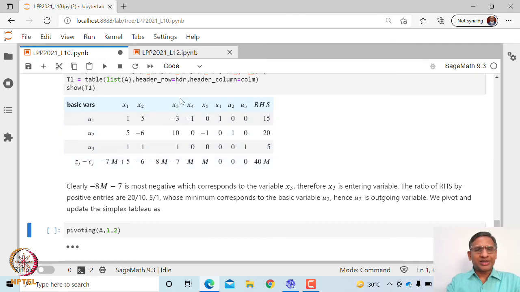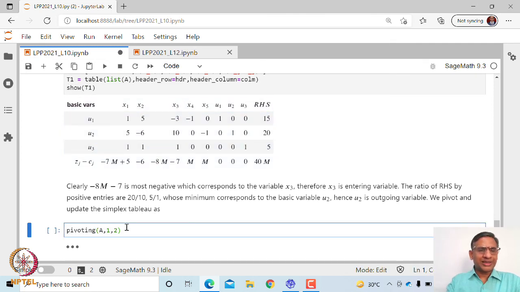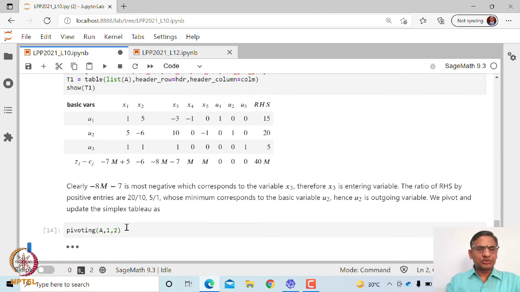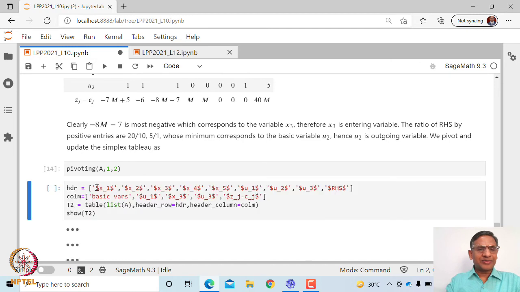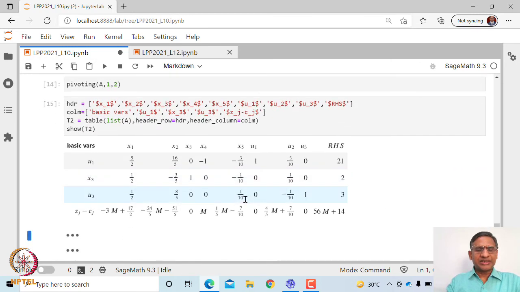Right, row number is 1, column number is 2. So we will pivot, applying pivoting A(1,2), and then after that we will again update the simplex table. When you update the simplex table, this is what you get. Again you can see here there are negative reduced cost coefficients. Therefore this is not an optimal solution, right?